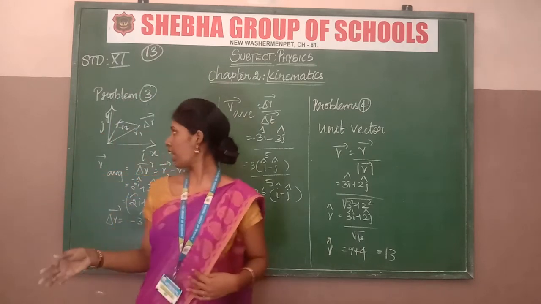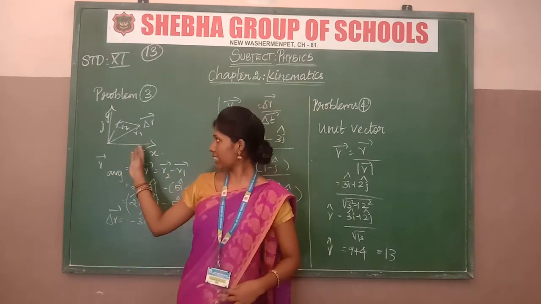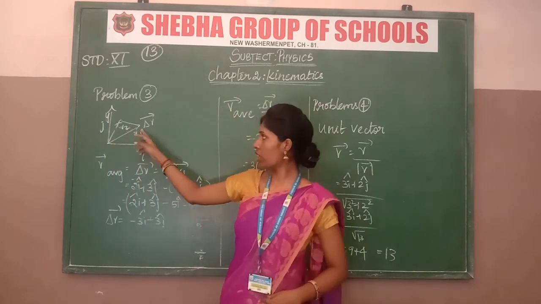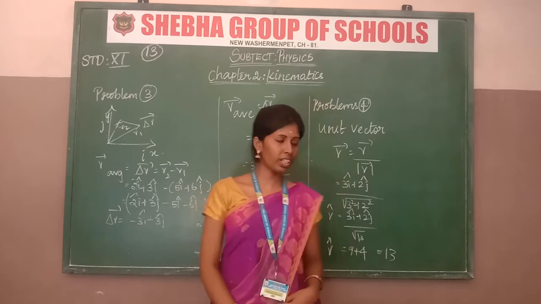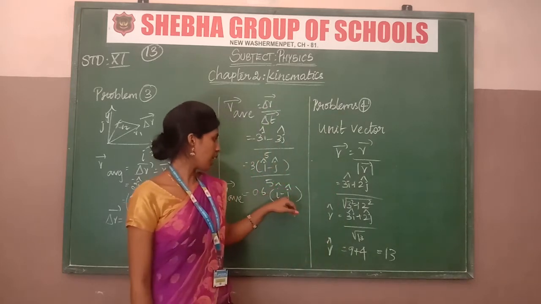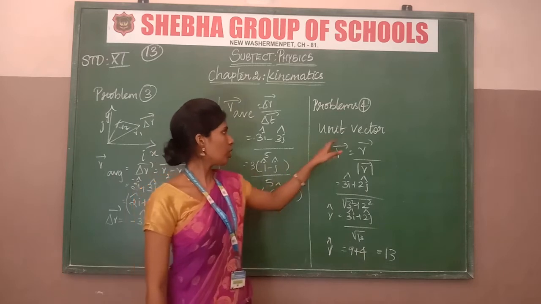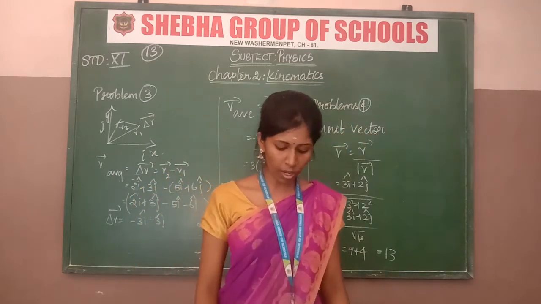Okay, so the i vector is the direction along the x axis and y axis that we measure. So the in-between direction of the two vectors will be taken as 0.6 i minus j cap. Okay, so this is the third problem. So next we take the fourth problem.